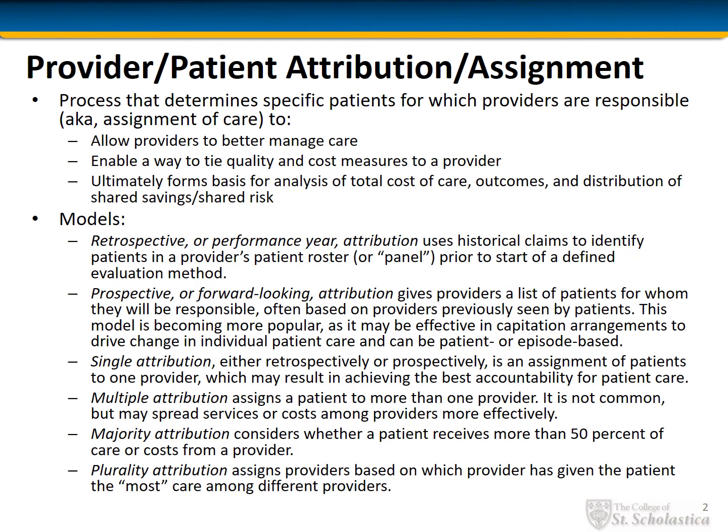Majority attribution considers whether a patient receives more than 50% of care or costs from a provider, and plurality attribution assigns providers based on which provider has given the patient the most care among different providers. Now, obviously, the fact that these can be retrospective or prospective, single or multiple, majority or plurality, can be quite confusing, especially when any given physician or hospital or other provider who is engaging in value-based care has at least 10 to 20 different health plans, including CMS, that they're working with.